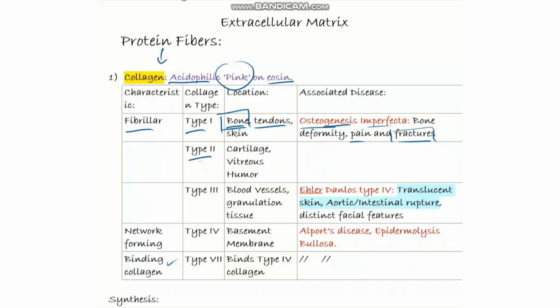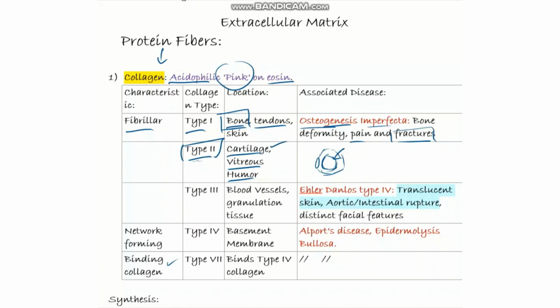Type 2 collagen is present in cartilage and inside the vitreous humor of the eye. So let me just show you where the vitreous humor is. This would be your eyeball, right? And the liquid inside the eyeball, this big liquid right here, would be your vitreous humor. It's a pinkish liquid that contains type 2 collagen, all right? And it's also present in the cartilage.